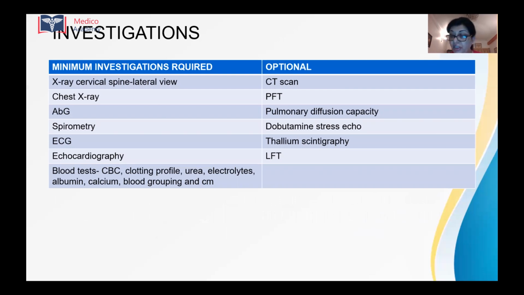So, the investigations can be divided into the minimum investigations which are required and the optional. In the minimum are the X-ray of the cervical spine, lateral view, chest X-ray, ABG, spirometry, ECG, and echo. In the blood tests, there are the CBC, clotting profile, urea, electrolytes, albumin, calcium, blood grouping, and cross-matching. In the optional investigations, there may be a CT scan, pulmonary function test, pulmonary diffusion capacity, dobutamine stress echo, thallium scintigraphy, and the liver function test.